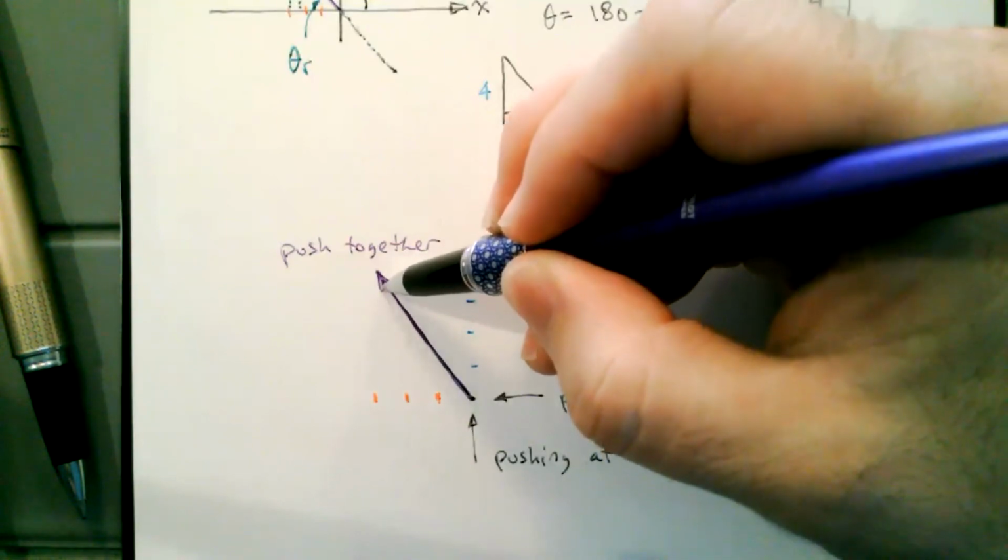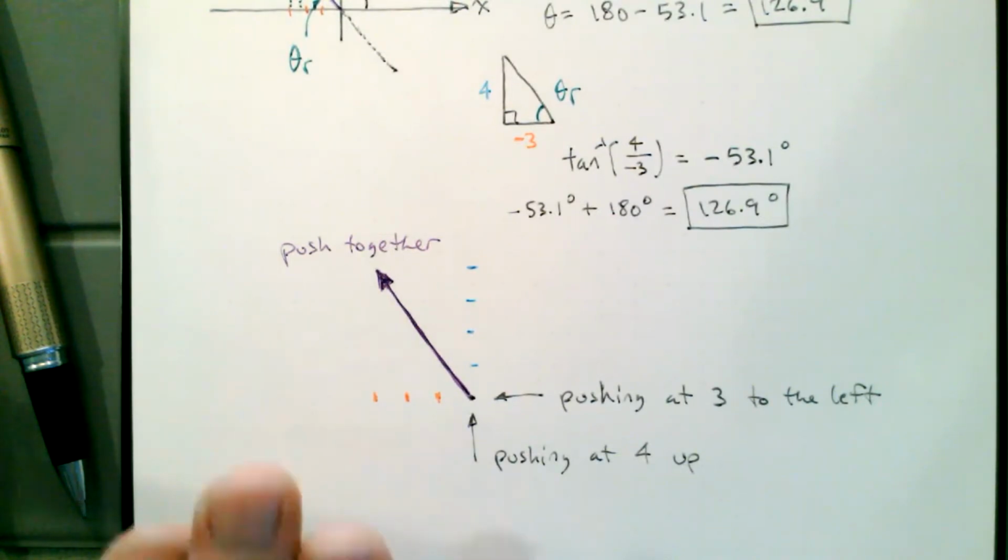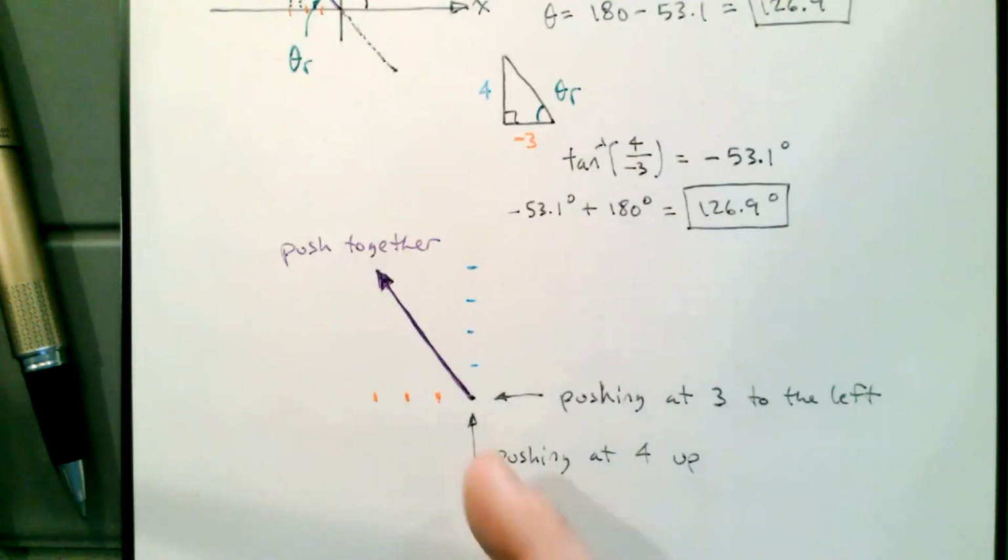So we just imagine if one person is pushing on the block with a strength of 3 units to the left, and another person is pushing on the block at a strength of 4 units going up, then the result will be moving at 5 units at an angle of 126.9 degrees from standard, from the positive x-axis.